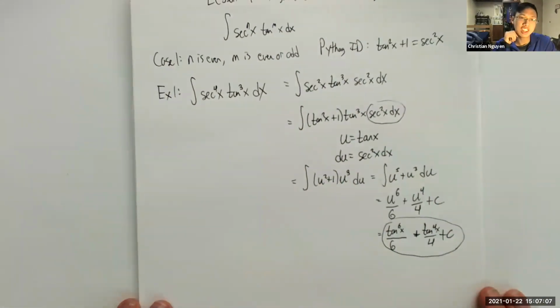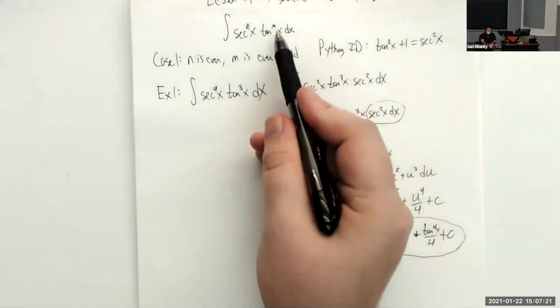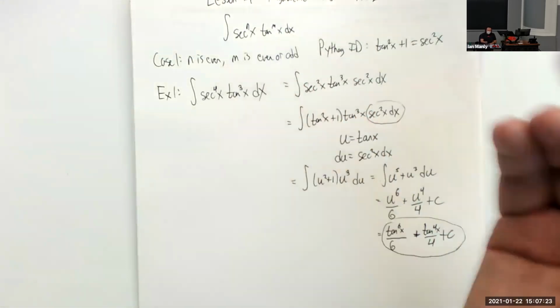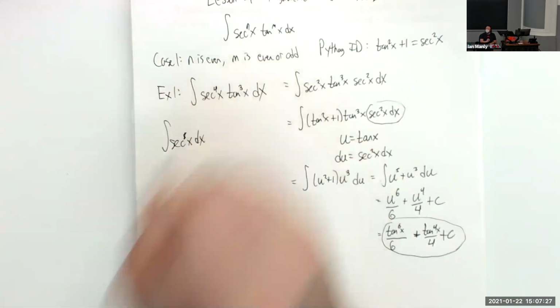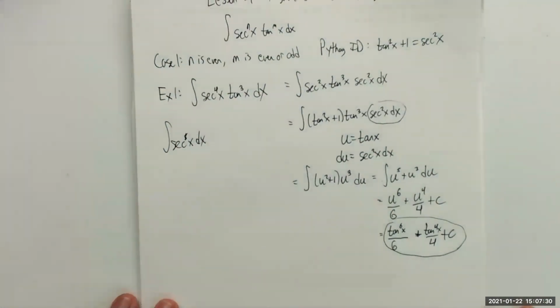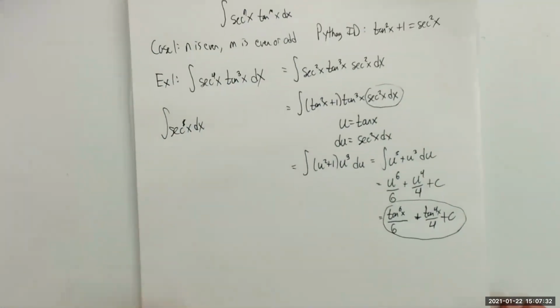Professor, you don't even need tangent, do you? Because you can just break off secants and make them tangents, right? Like if you have secant to the 8th, you can just break it up into secant squared times secant to the 6th. Oh, yeah, that's right. So yeah, what you're saying is m can be 0. That's right. Yeah, so we could have done secant to the 8th in exactly the same way. Absolutely right. All right, so let's have you guys try that.